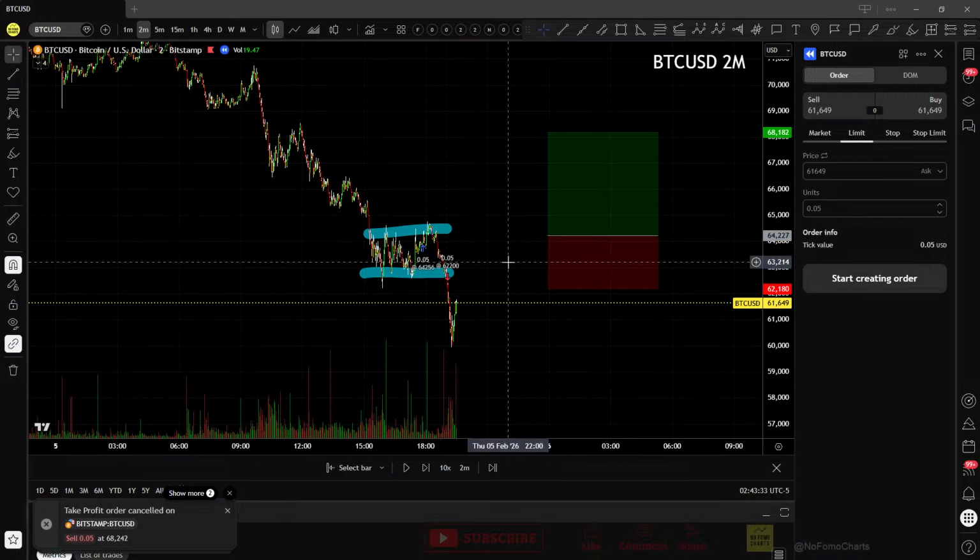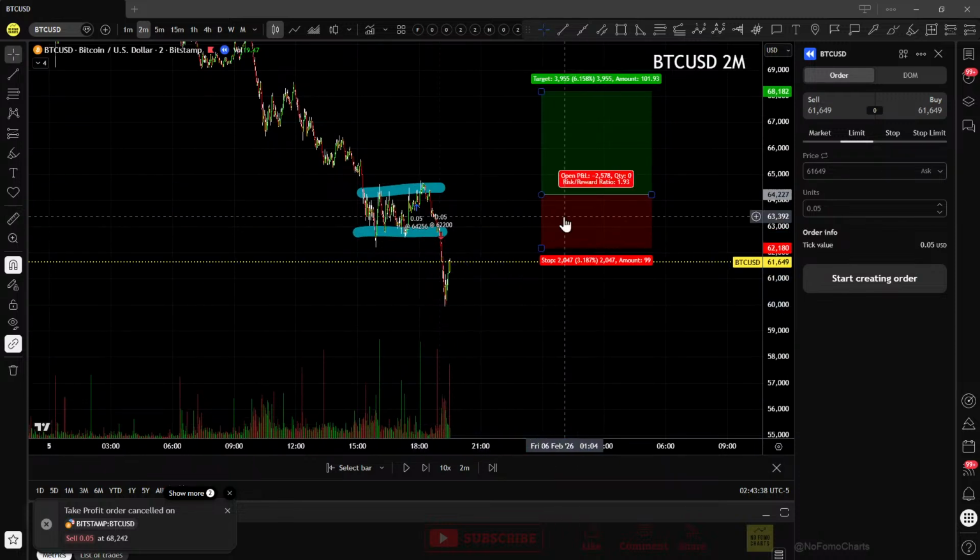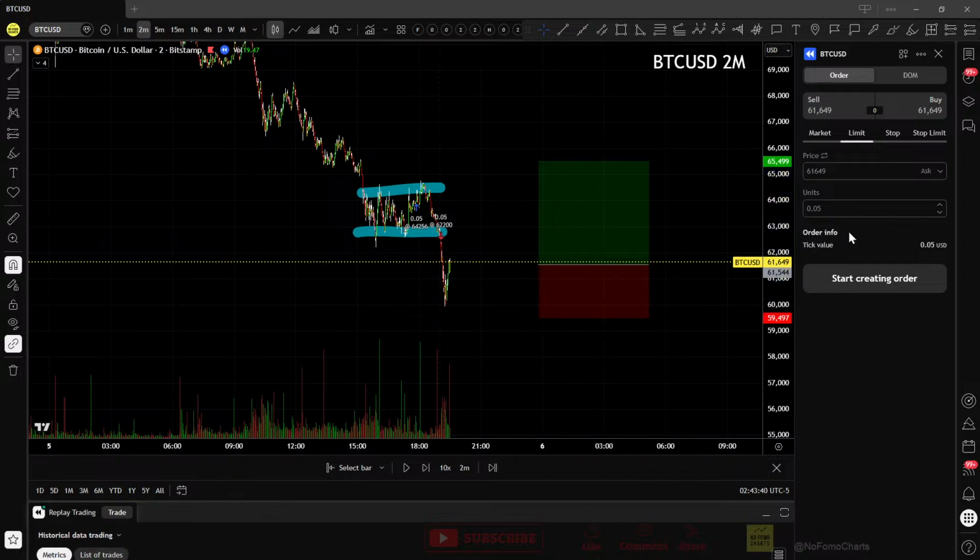Measure this again, the 4%. Okay, so we lost this range. We hit the 4% target. We could try that again.